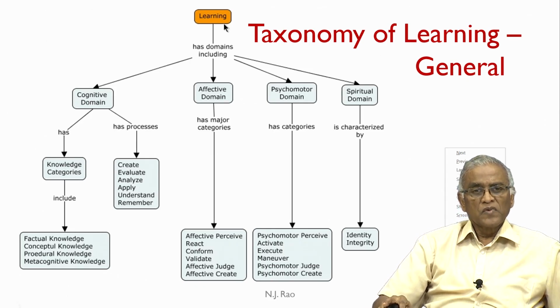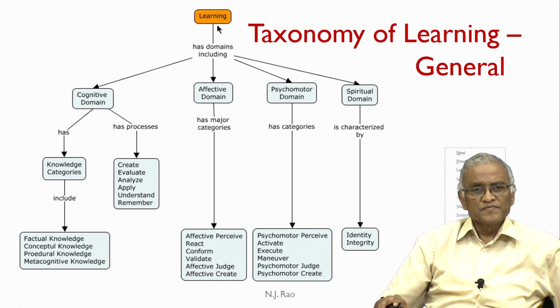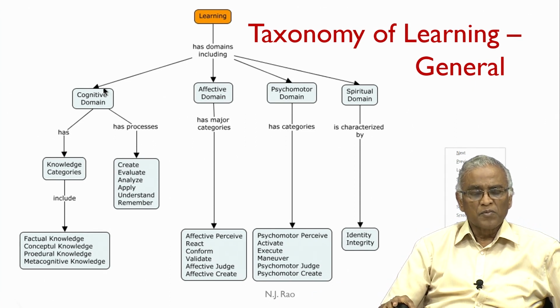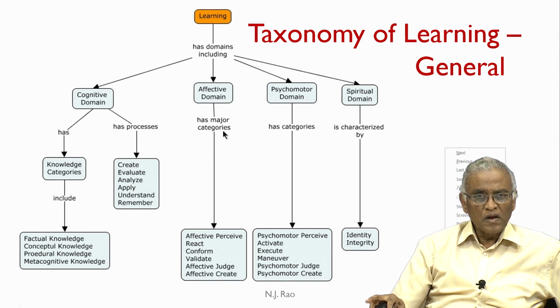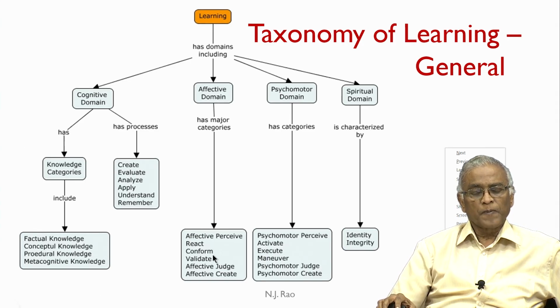Here we will look at learning. We will put all the domains together. Learning has domains including the cognitive domain, affective domain and psychomotor domain. Just for completion we will include the spiritual domain, but just for indication only. The cognitive domain has knowledge categories and cognitive processes, and the affective domain has major categories where we are talking of 6 affective levels.